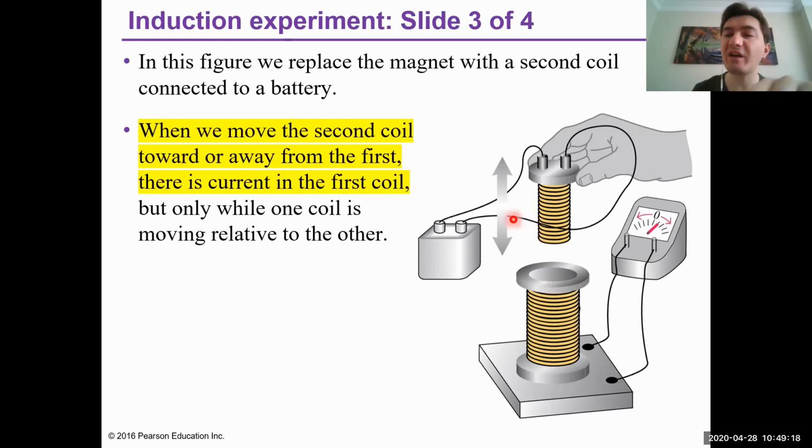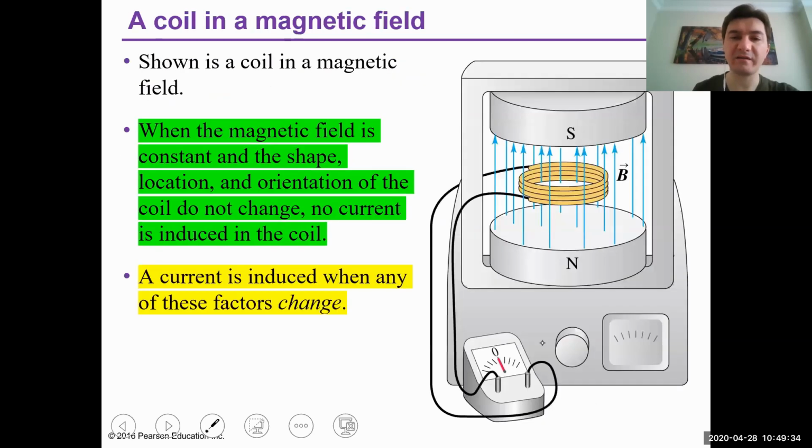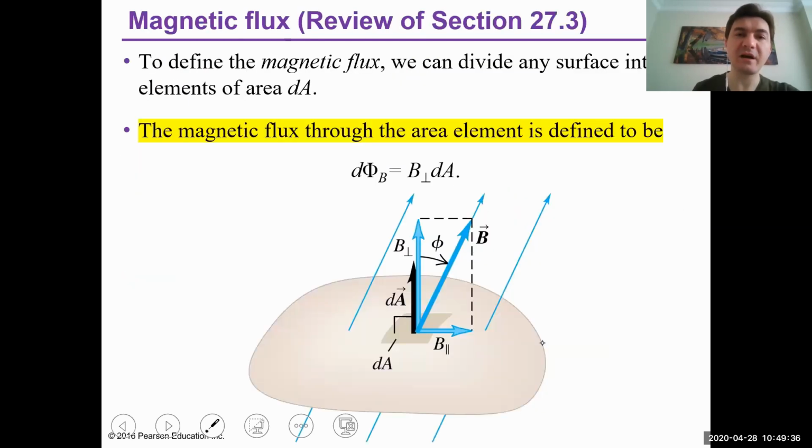So this change in the magnetic field around the coils produces change in the magnetic flux. Then this produces back EMF or induced current within the loops. This is the main mechanism also here. So now let's try to remember the magnetic flux. Actually, we have seen this topic in chapter 27.